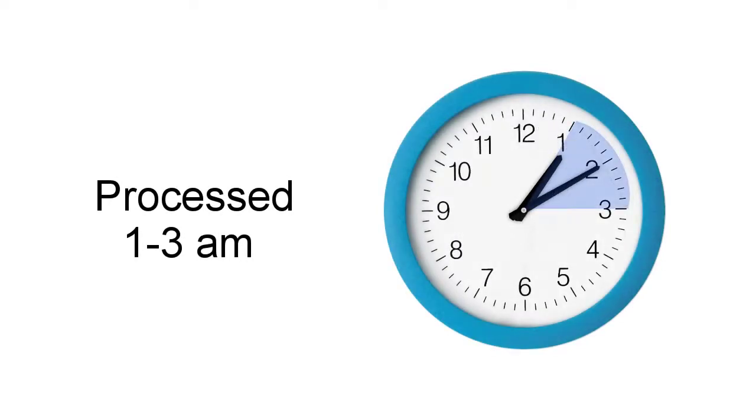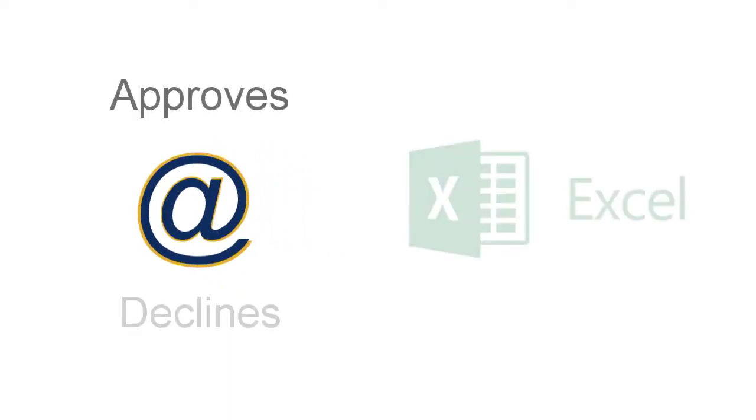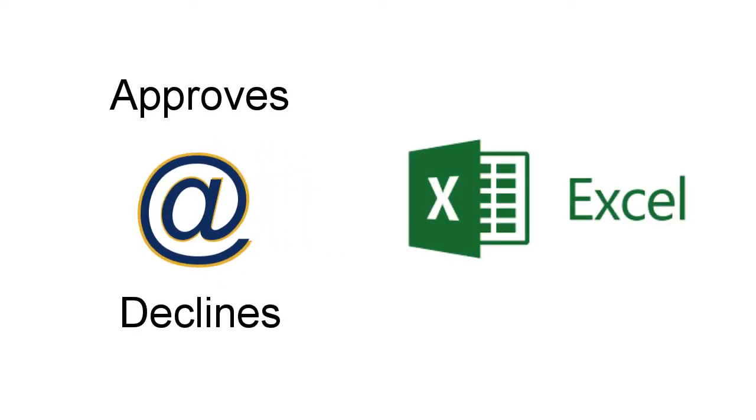Here's an important note. The system processes recurring transactions between 1 and 3 a.m. on the date that the Recur is set. You will get one email with an Excel spreadsheet of approves and declines on the days that the system processes your Recur transactions.